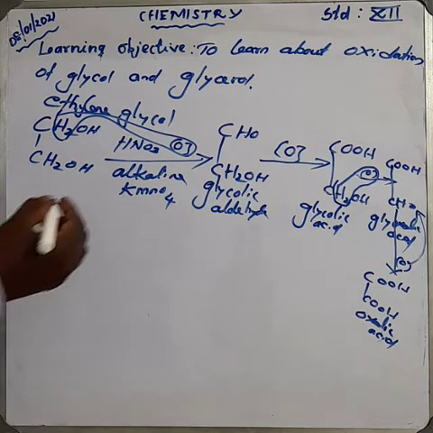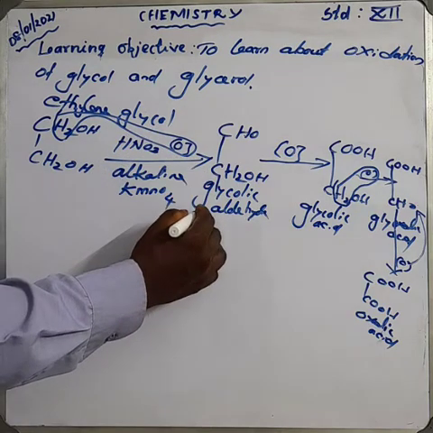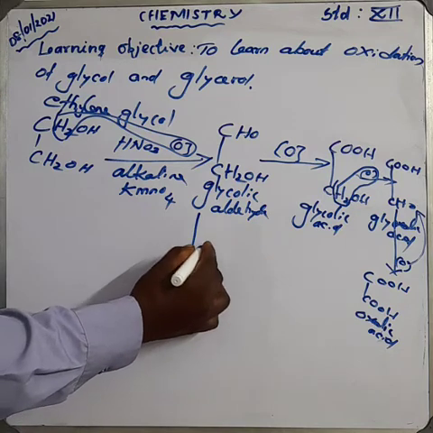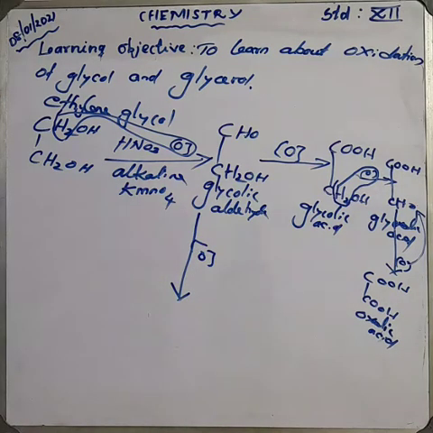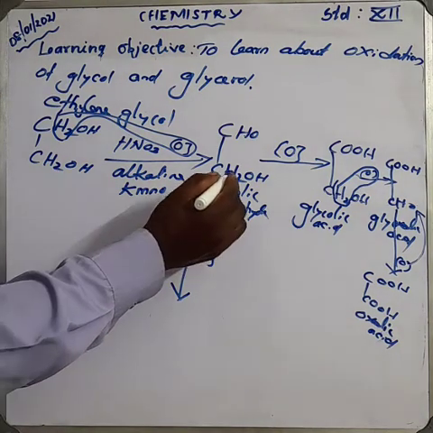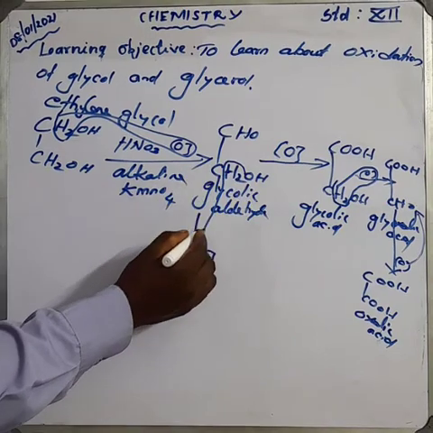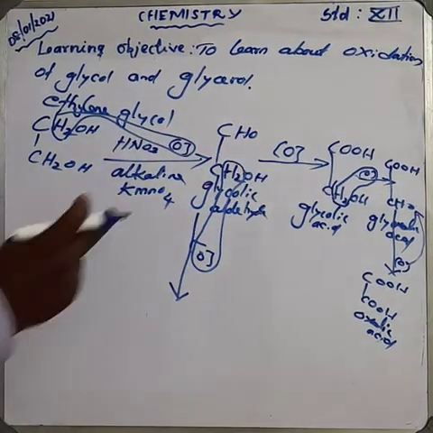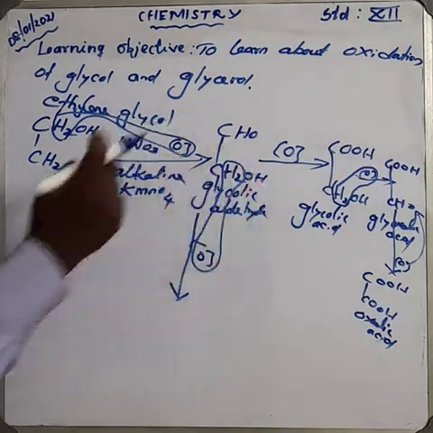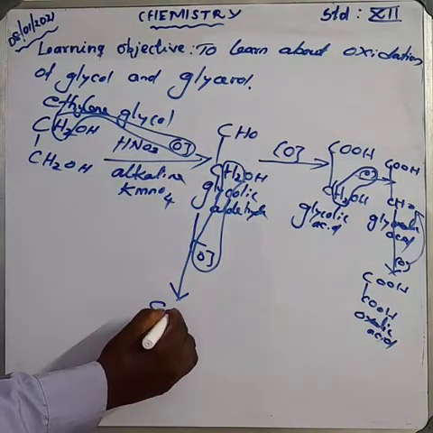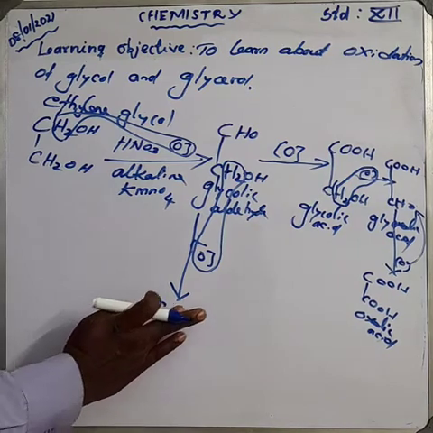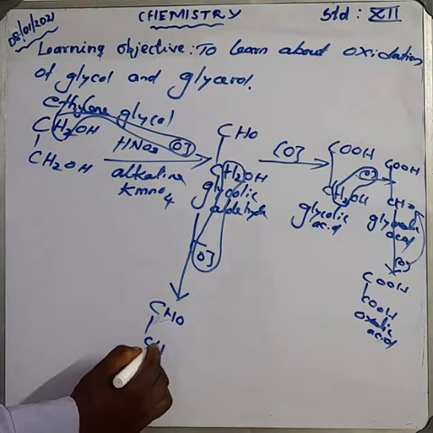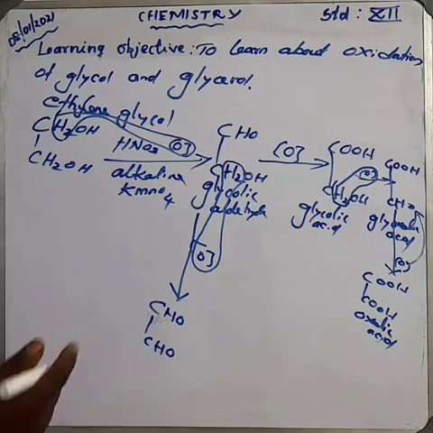Here the glycolic aldehyde undergoes oxidation. Here the H2 combines with oxygen. So CH2OH is converted to CHO. So the name of the compound, glyoxal. What is the name of the compound?